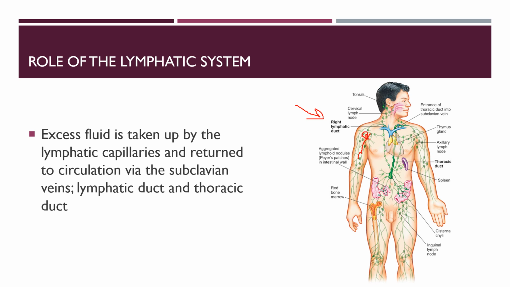But what's the role of the lymphatic system? Well, its role is to take up this excess fluid in those lymphatic capillaries and return it to circulation through this subclavian vein. So we're going to talk about this thoracic duct here. So we'll come back to this a little bit later as well and really discuss the details of where these things drain in our body. But all of this excess fluid that's taken up by these lymphatic capillaries is going to be returned here or here. Okay, so that's where all of that fluid ends up.